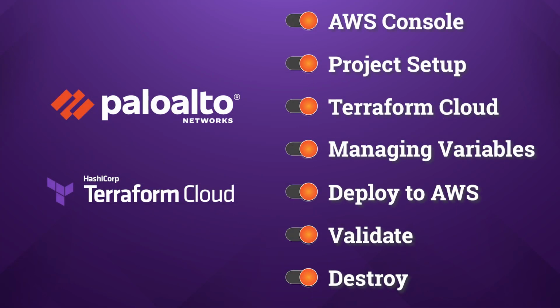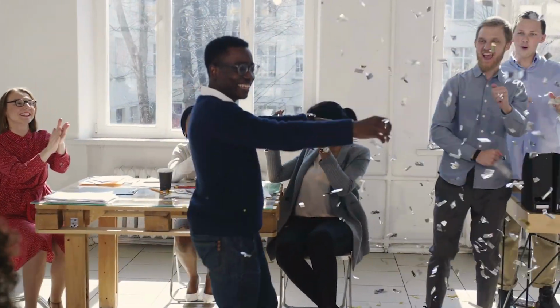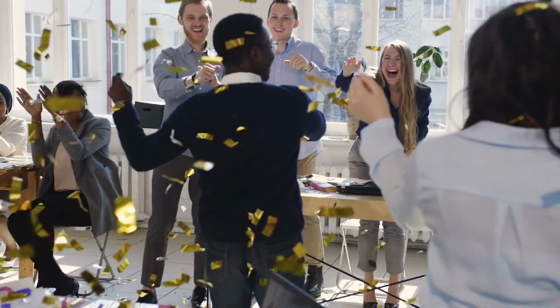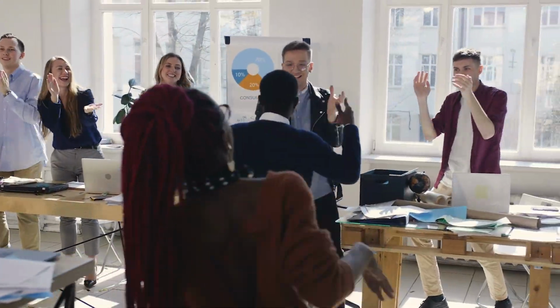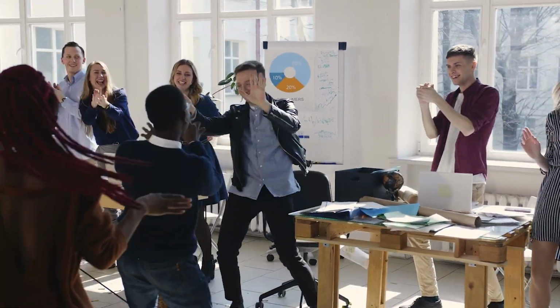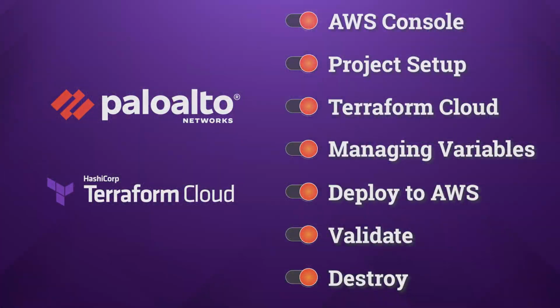And with that, in the final section, ladies and gentlemen, we have done it. You have successfully deployed a reference architecture of Palo Alto Networks VM series inside of AWS with just a few clicks of the button and a little bit of elbow grease behind your configuration files.